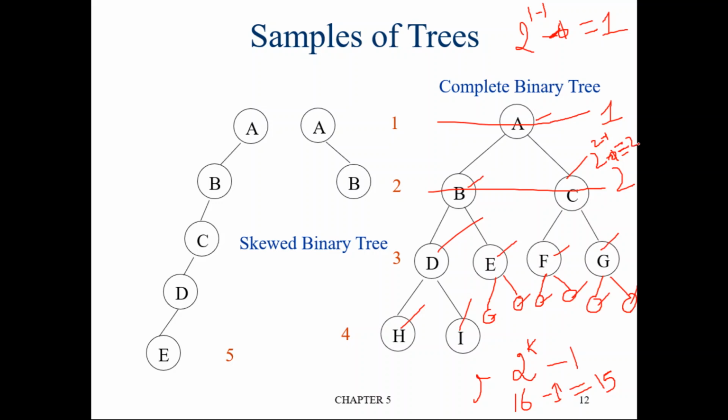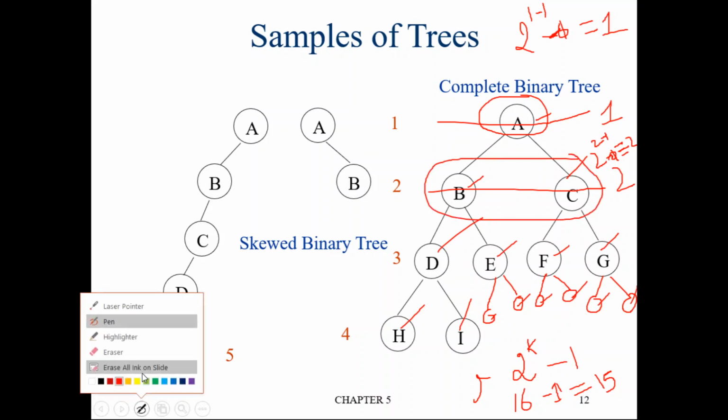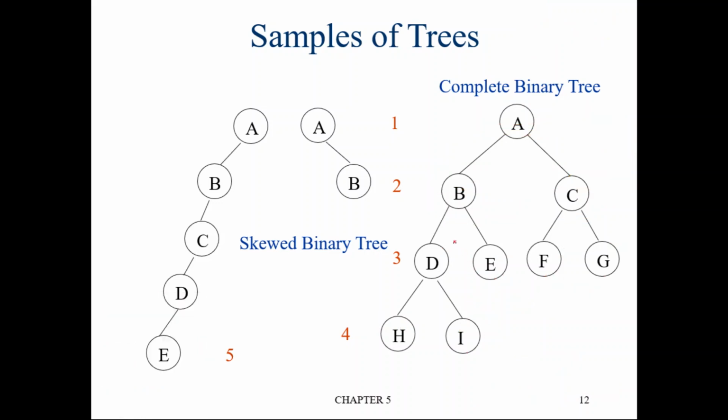Now we are calculating the number of nodes in the ith level. In the first level there is only one node. In the second level there are only 2 nodes. Let us calculate for the third and fourth level. In the third level, maximum how many nodes can you have? 2 to the power 3 minus 1. What is 3 minus 1? 2. So 2 to the power 2 is 4. And how many nodes are here? We have 4 nodes.